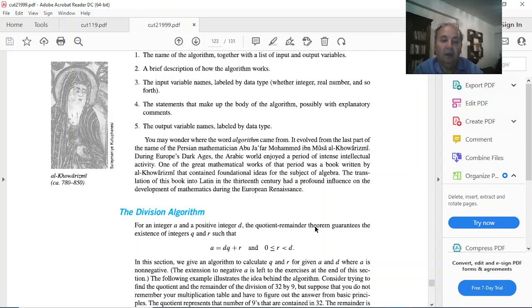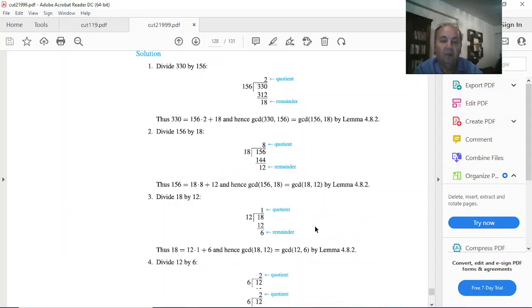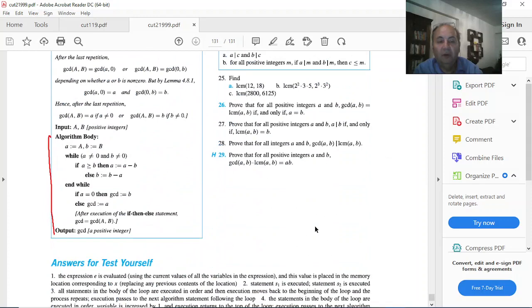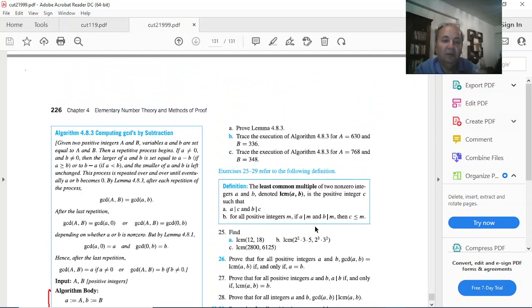Algorithms. I give the division algorithm here, and greatest common divisor algorithms. These are very important algorithms. Finding factorization, finding GCD, the least common multiple or greatest common divisor. This is very important, because it is the way you can improve your programming skills, starting from now.